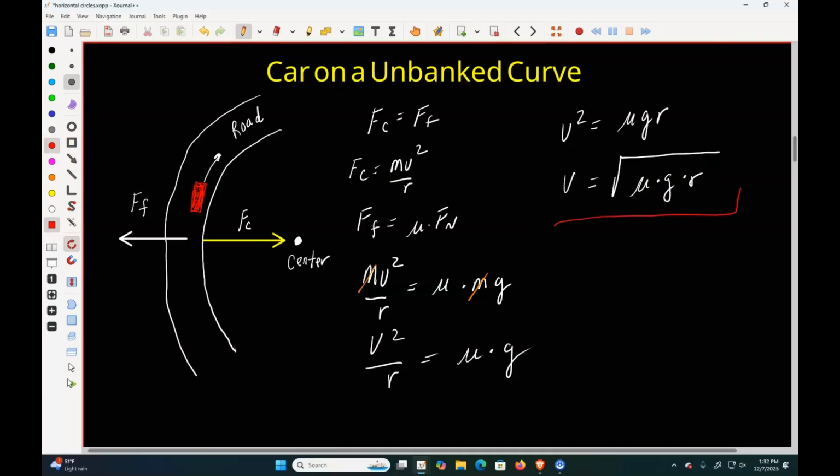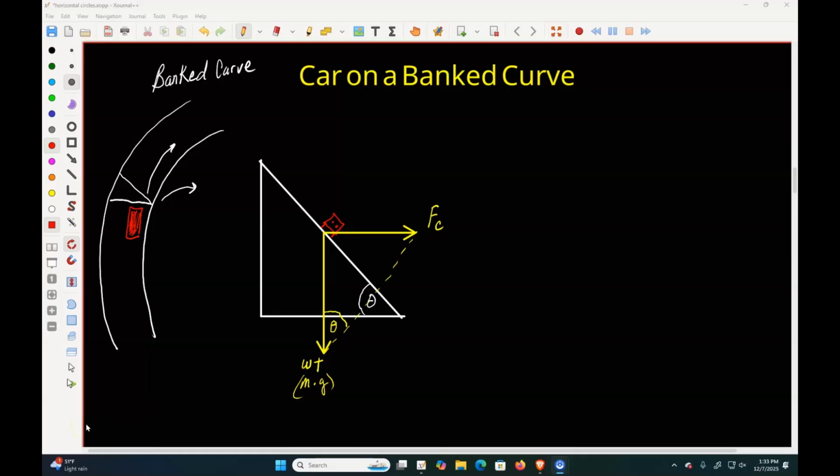So this is a formula that we'll use for our car going around an unbanked curve or a car turning on a flat surface. Okay, the next example is a car going around a banked curve, like a triangle. So on the yellow triangle here, I'm drawing a force triangle where weight is going straight down. The centripetal force is going to the center.